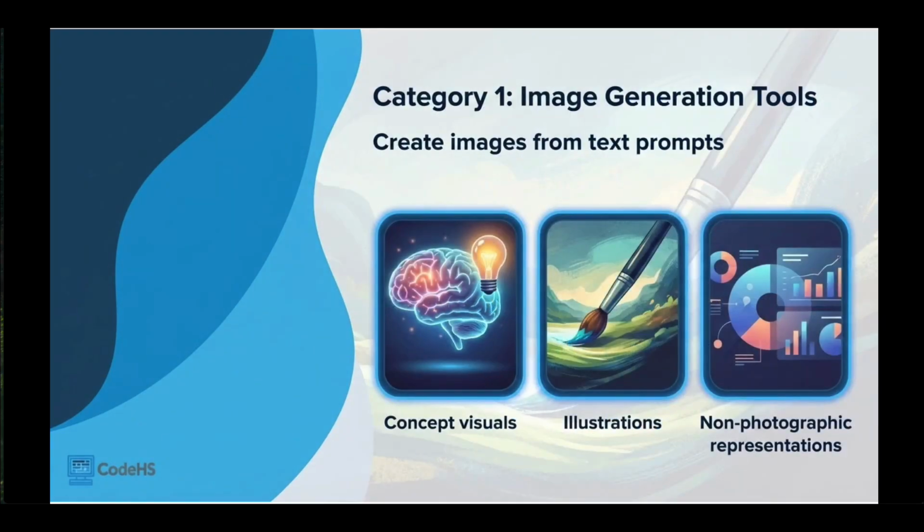Image generation tools can create visuals from text descriptions. These are best used for abstract concepts, diagrams, or symbolic imagery, not for realistic depictions of real people or classrooms.